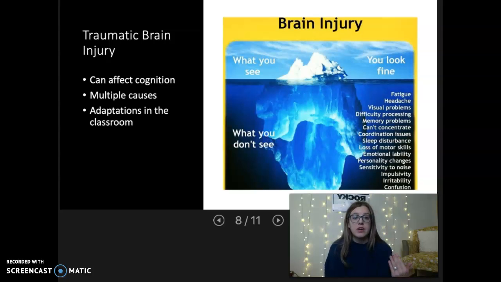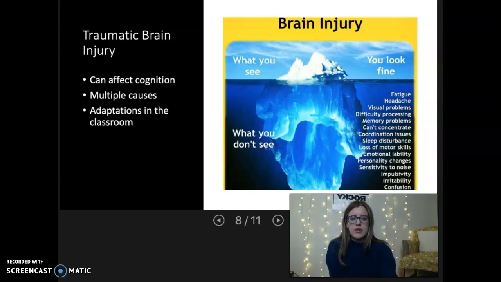For example, if a student was in a car accident at the age of 6, they could be 25 and their cognition and brain function could only be limited to the age of 6. There's lots of causes. One of the most common causes are car accidents, but also sports injuries, drug abuse, assaults, and just any extreme force to the head could cause traumatic brain injury.